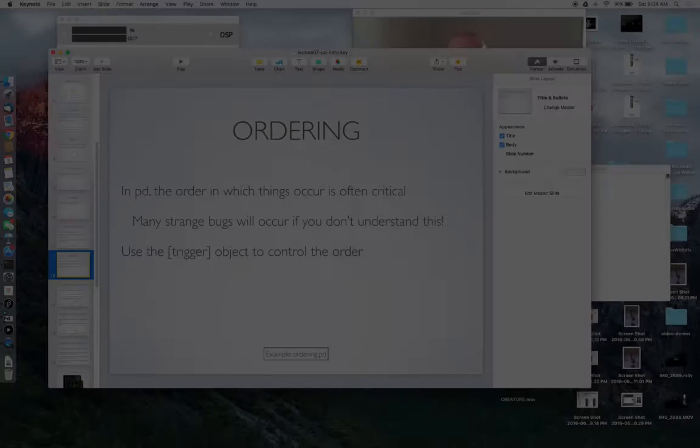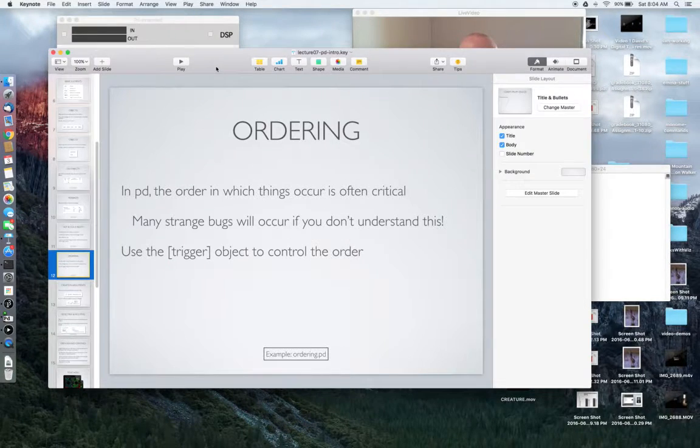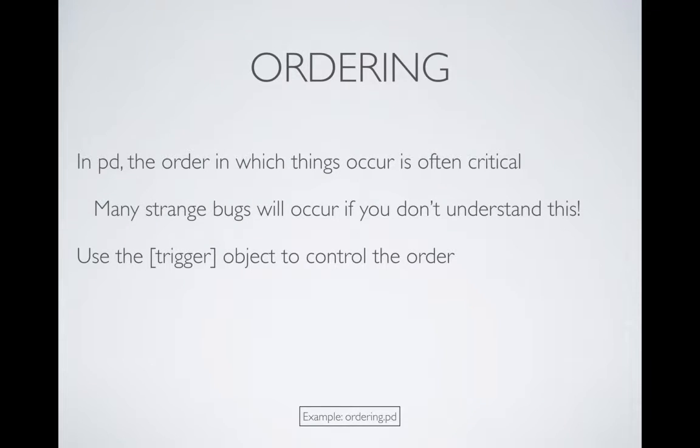We've talked about pure data objects, and we've talked about passing messages around, and we've talked about hot and cold inlets. One trap for young players with pure data is that the order in which things occur is often critical. And many strange things will occur in your patches if you don't really get this. So what you need to do is understand the trigger object and learn to use that to control the order in which things happen in your patches.